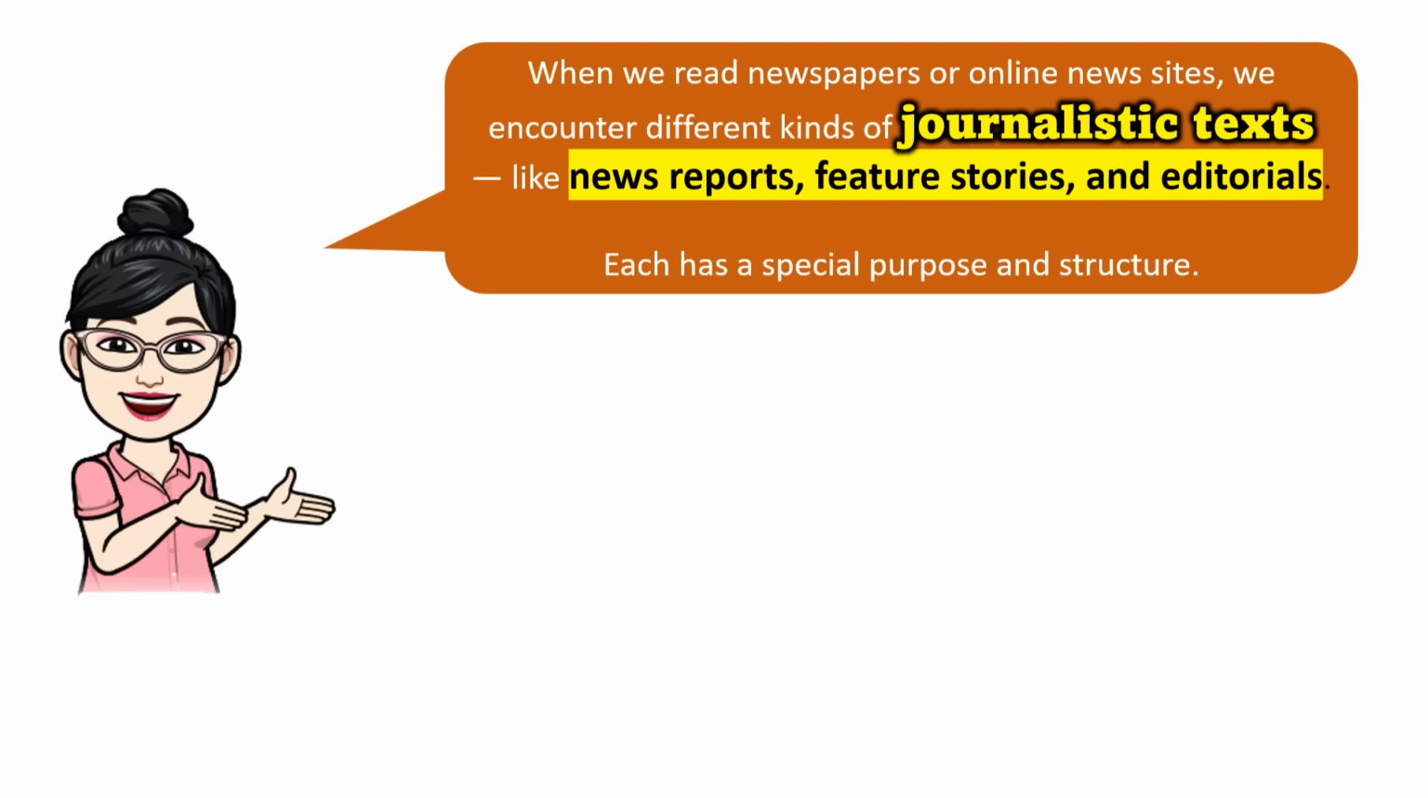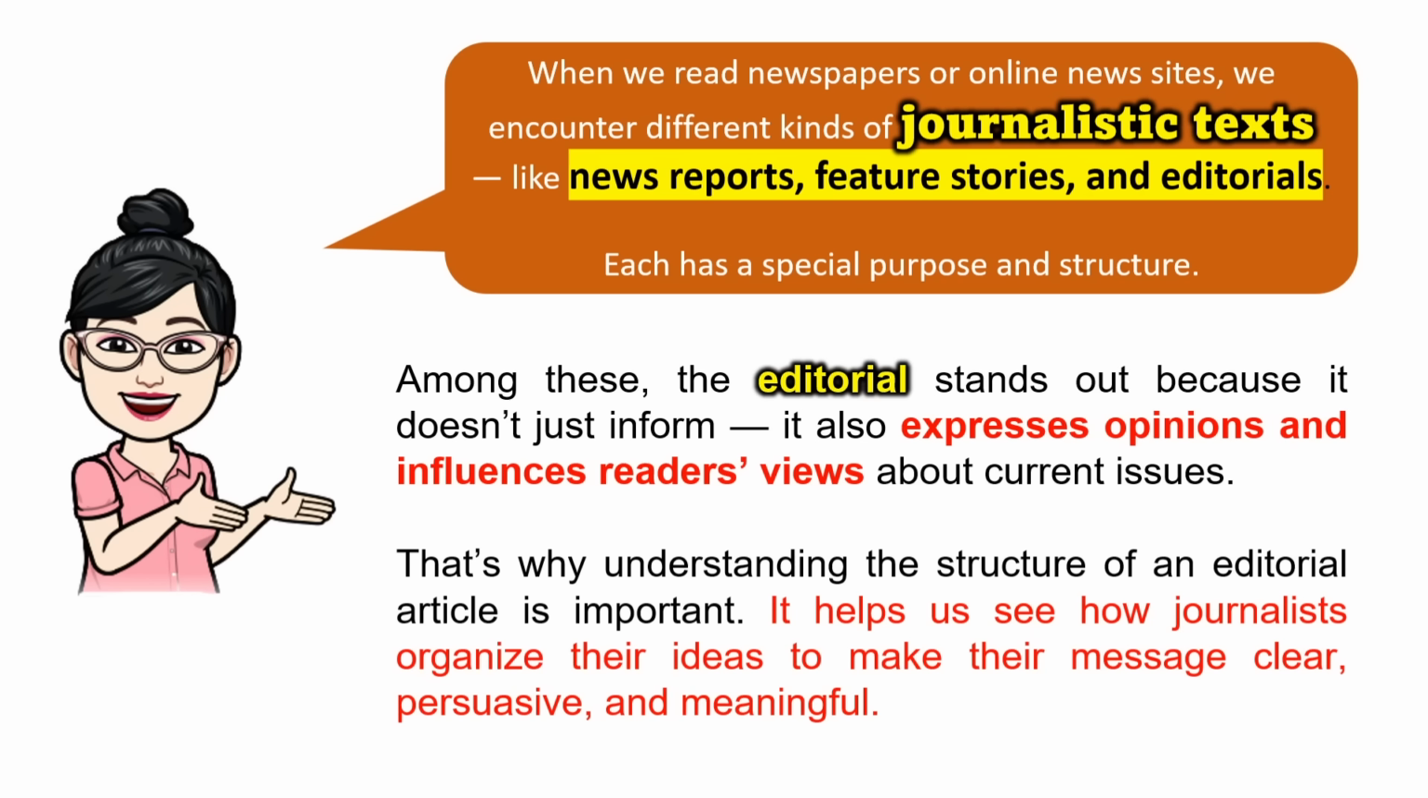When we read newspapers or online news sites, we encounter different kinds of journalistic text, like news reports, feature stories, and editorials. Each has a special purpose and structure. Among these, the editorial stands out because it doesn't just inform. It also expresses opinions and influences readers' views about current issues. That's why understanding the structure of an editorial article is important. It helps us see how journalists organize their ideas to make their message clear, persuasive, and meaningful.